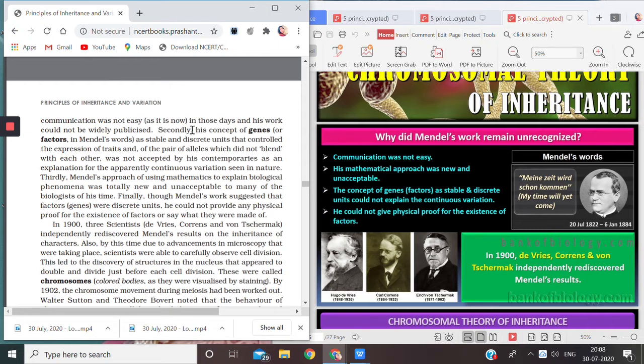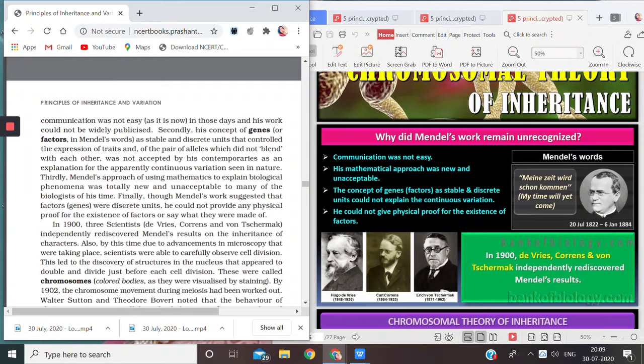Secondly, they say in NCERT, his concepts of genes or factors as stable and discrete units that controlled the expression of traits, and of pairs of alleles which did not blend with each other, were not accepted by the contemporaries as an explanation of the apparently continuous variation seen in nature. Now children, this is very important. You know what Mendel said? Mendel said that genes, or what he used to call factors, we also call them Mendelian factors. Genes were known as Mendelian factors.